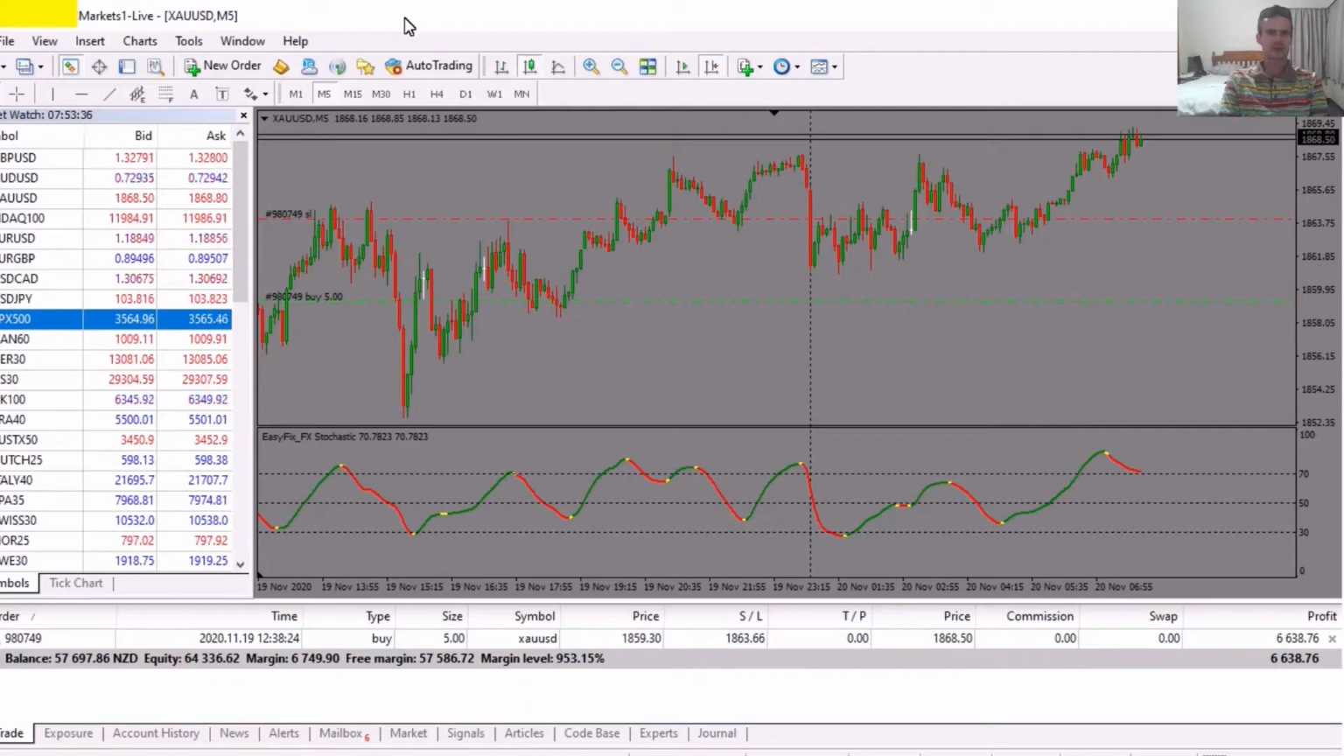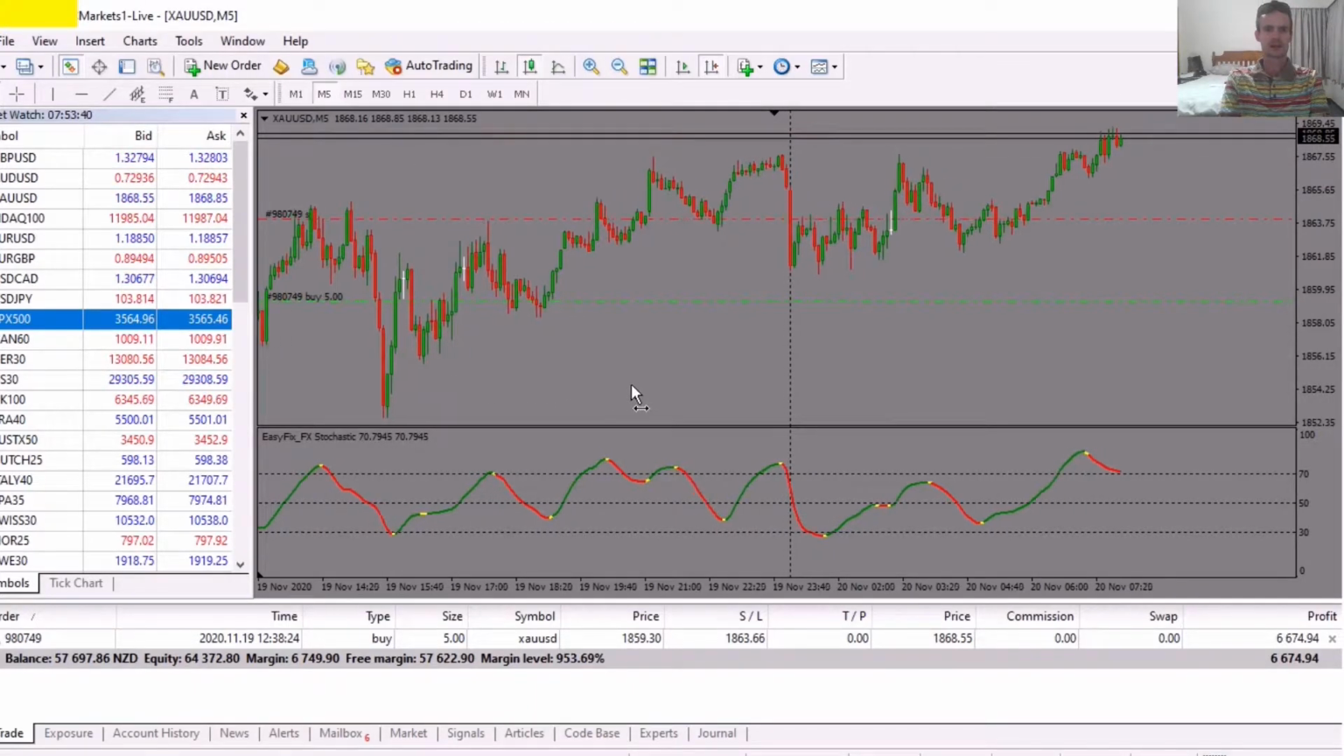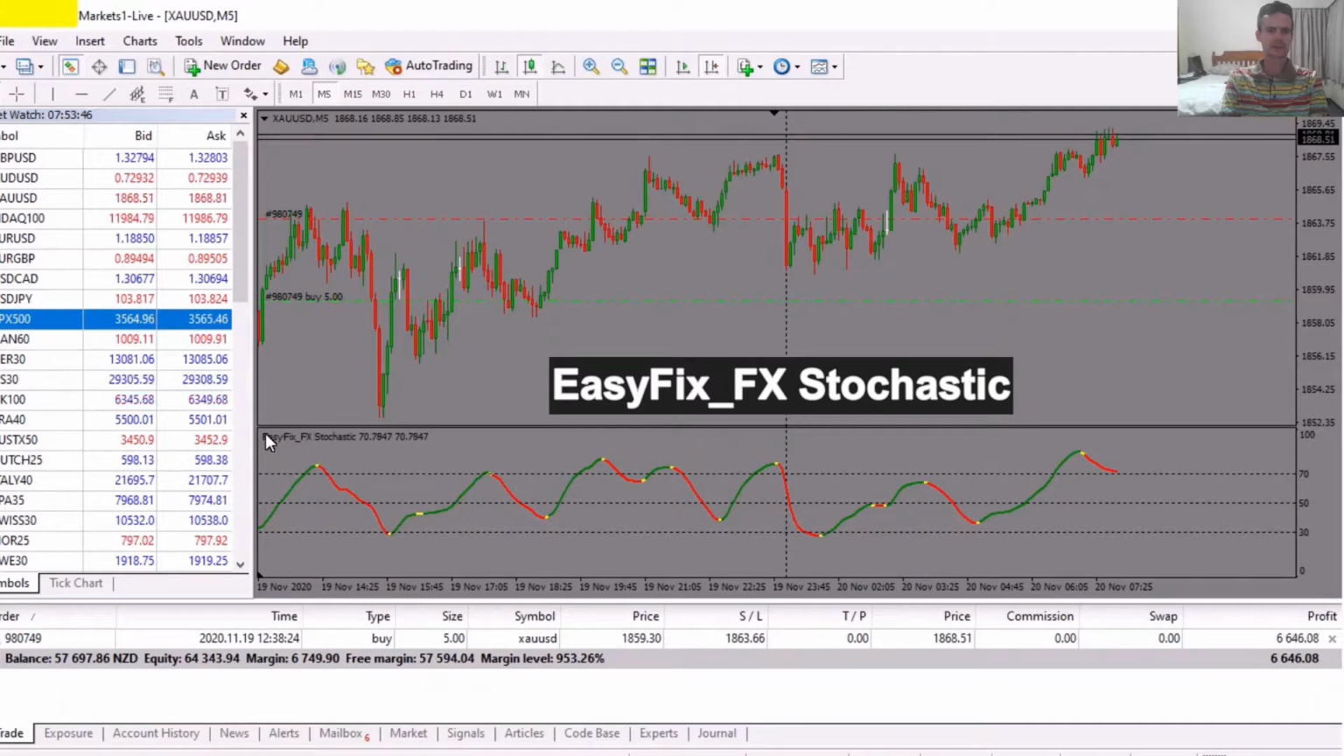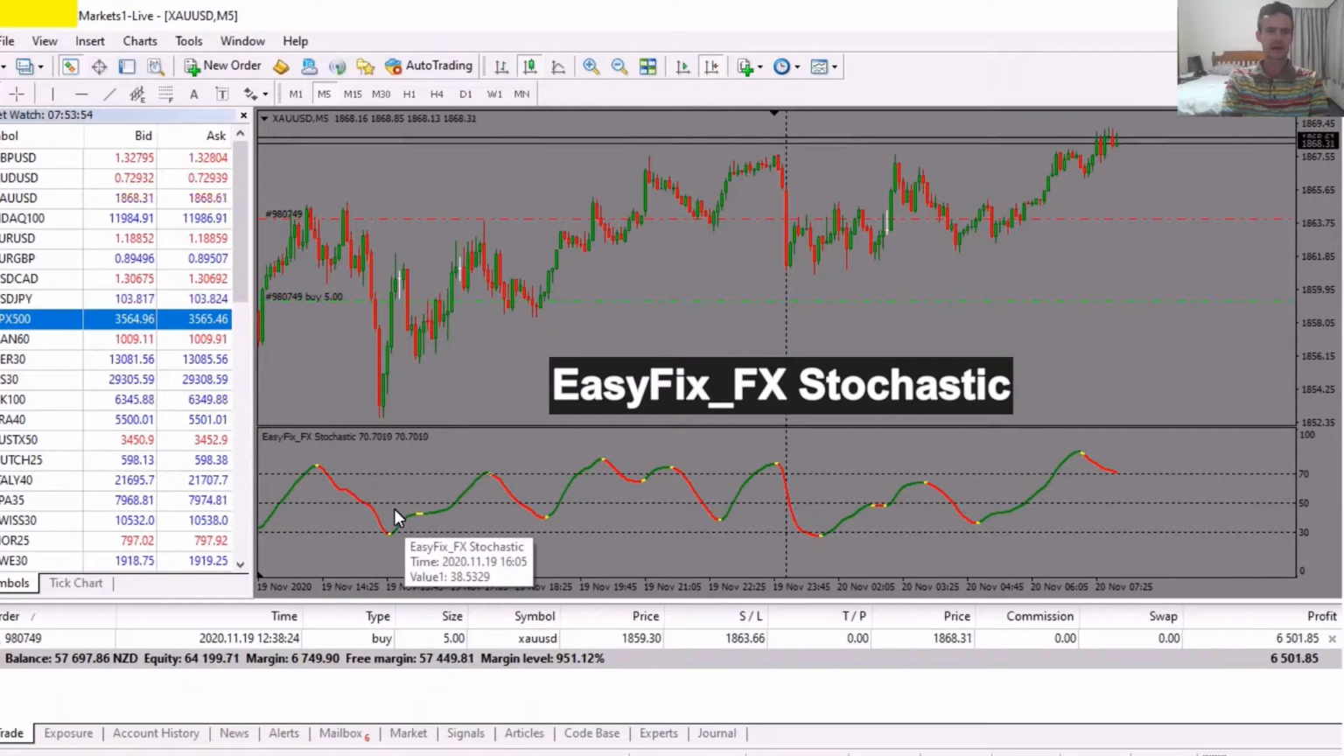So yeah guys, I've held this trade since yesterday. I'm probably going to close it out quite soon. I'm using my Easy Fix FX stochastic. As you can see, this is one of the indicators and strategies that I offer in my course. It's a really handy indicator. As you can see, it's telling us to get out of the trade because it looks like the price is going to drop.